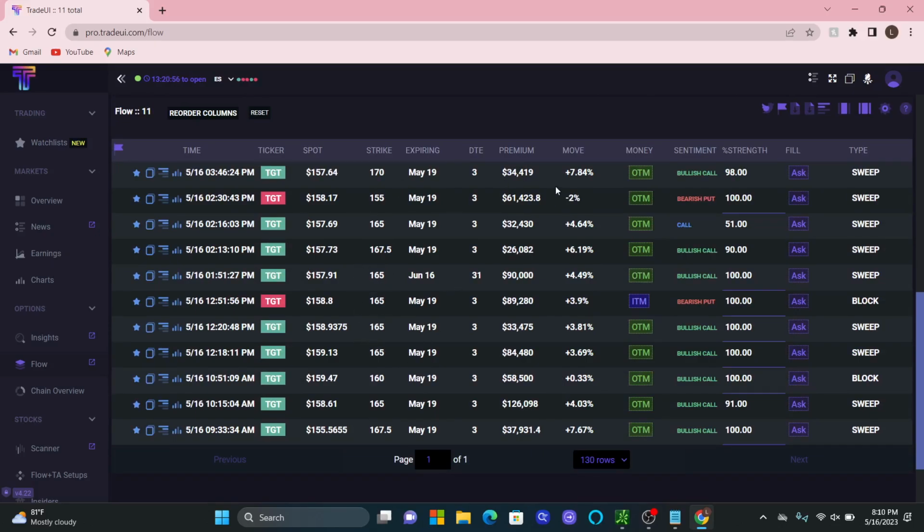I'm looking at the premium to see if anything's outstanding. I see one for $126,000. It came in around 10:15 today. So it's good that it came in early on in the market. And it's really good that you see this one for $37,000 right near the opening bell at 9:33. Both of these are out-of-the-money calls for 165 plus. So let's look at the chart and see what's going on.